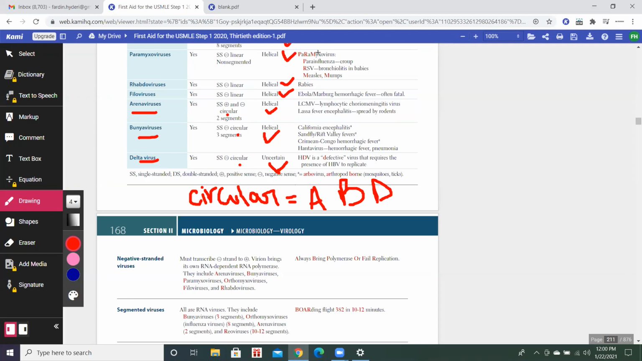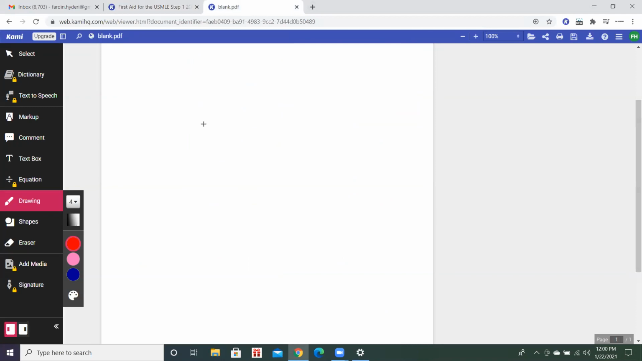Are we clear about this? Yes or no? Did you guys write this down? All are linear except ABD: arenavirus, bunyavirus, delta virus. So if I ask you right now, is arenavirus linear? It's a rhetorical question. Of course, it's not linear. I have just said so.